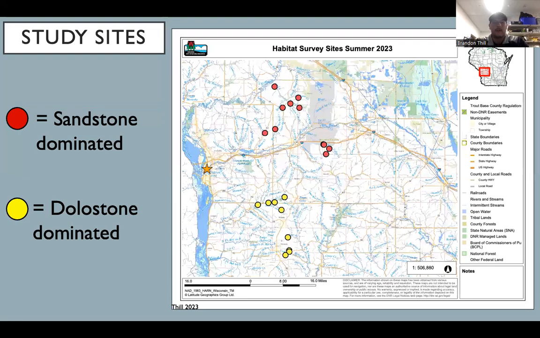So here's a map of all of our study sites. There are 20 in total. The orange star here is the city of La Crosse. And for those of you familiar with the area, we have a few more popular streams in the south, like Rulin's Coulee, Timber Coulee, and Coon Creek. And to the north, we have streams like Big Creek, Burns Creek, and Rathbone Creek.